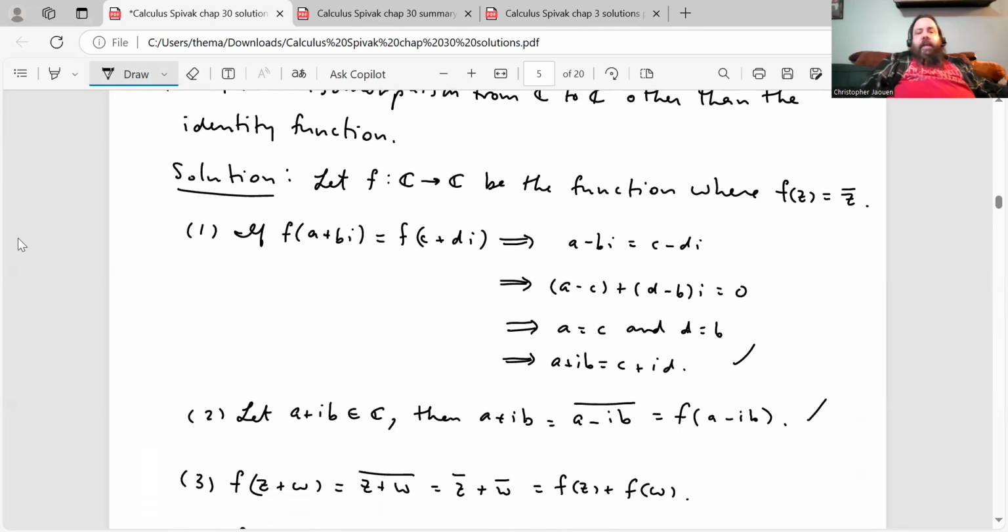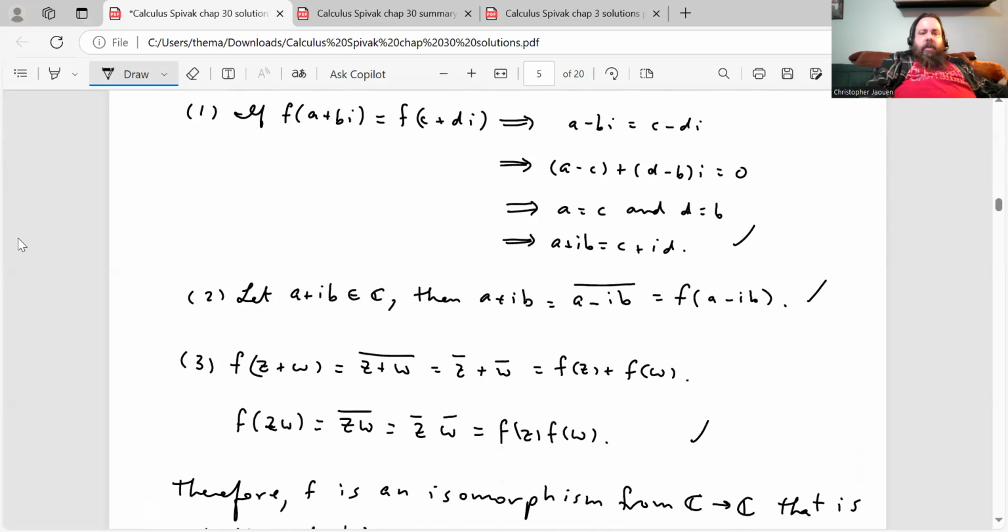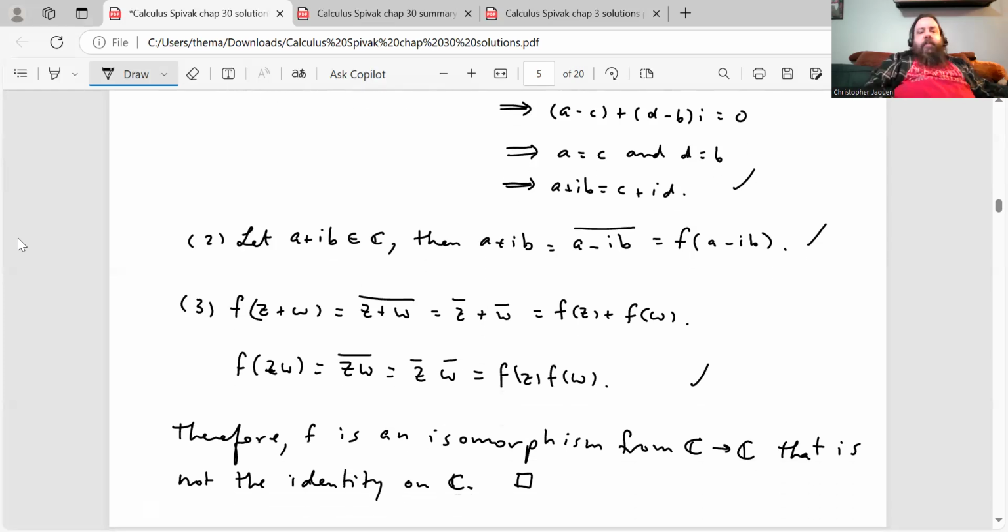So first, if f of a plus bi equals f of c plus di, then a minus bi equals c minus di, which implies a minus c plus (d minus b)i equals 0, which implies a equals c and d equals b, or in other words, a plus ib equals c plus id. Therefore, the function is 1-to-1. It's also onto because if we let a plus ib be an arbitrary complex number, then a plus ib equals the conjugate of a minus ib, which is equal to f of a minus ib, and a minus ib obviously is a complex number, therefore f is onto.